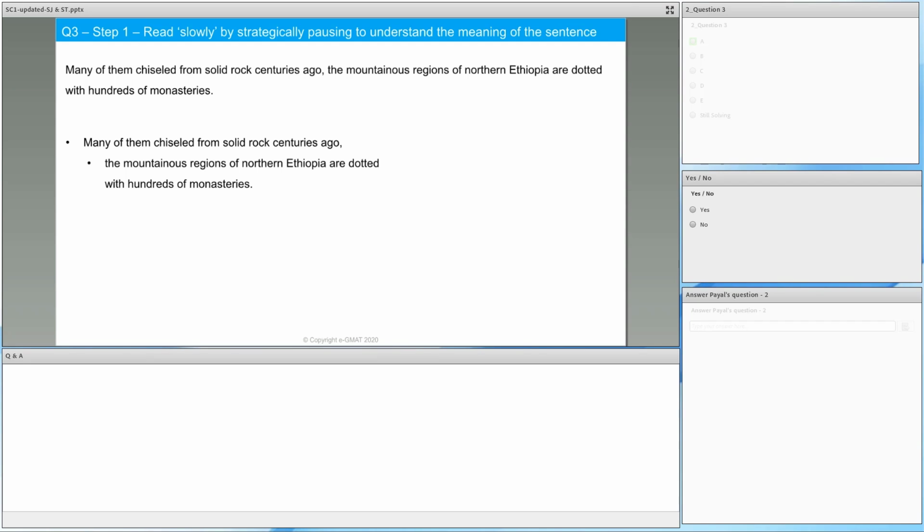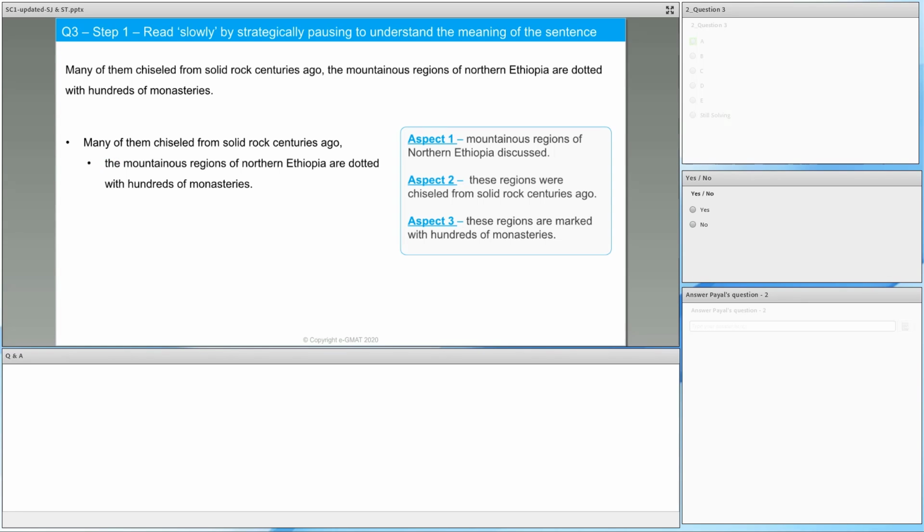Now, what does the word chiseled mean here? Carved out. Something that was carved out from solid rock centuries ago. The next part of the sentence says, the mountainous regions of northern Ethiopia are dotted with hundreds of monasteries. So this part of the sentence talks about the mountainous regions. The location has been given, northern Ethiopia. They are dotted with hundreds of monasteries. It means that we can see hundreds of monasteries on this mountainous region.